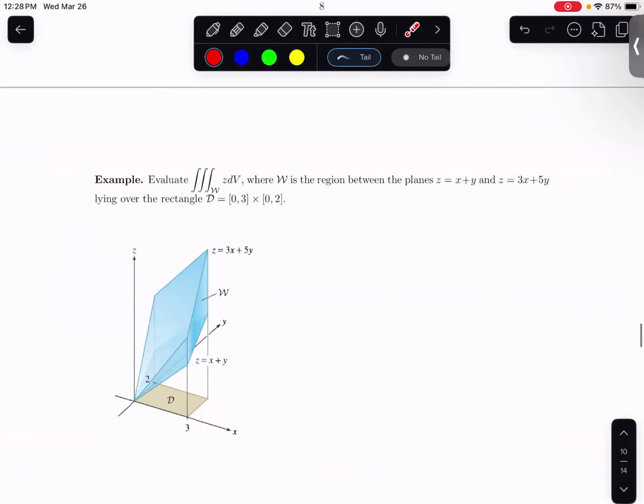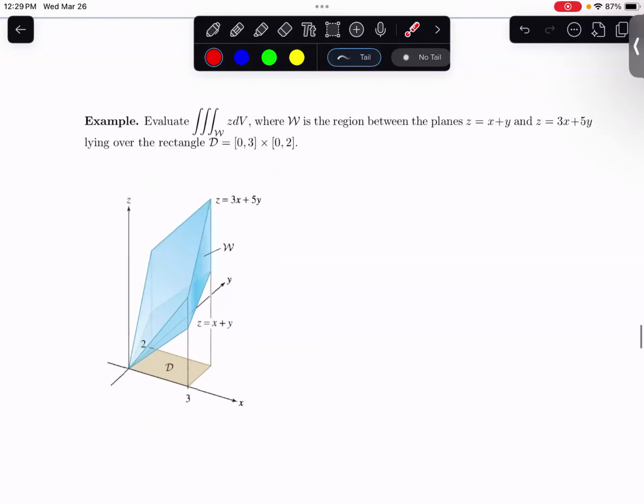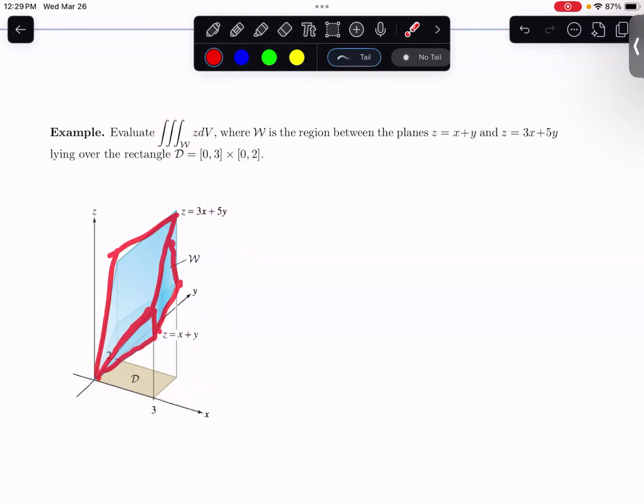Okay, so let's go through examples. Again, this is what you need to be able to do on the midterm. I'll ask you to do at least one triple integral straight up, where I just give you a region and tell you to integrate over it. And so what this example wants you to do is evaluate the triple integral over this three-dimensional region W. So W is the region bounded between these two planes here.